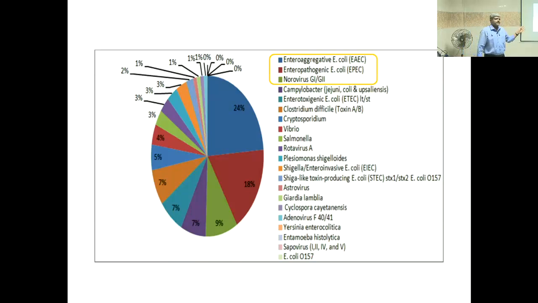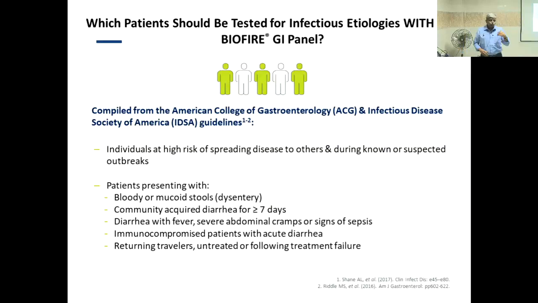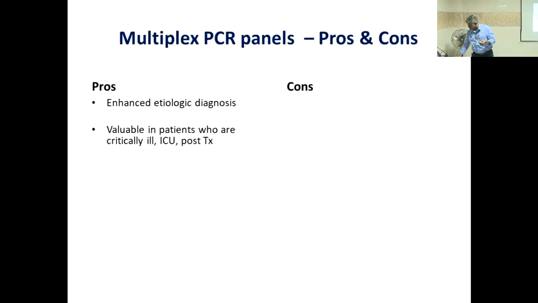These are all the top pathogens that were picked up in our center: E. coli, norovirus, Campylobacter, Clostridium, Cryptosporidium, Vibrio, a huge list. So who should we use this in? Not for all your routine patients. Dysentery, yes. Community-acquired diarrhea lasting for more than 7 days. Someone with fever, landing in ICU, multi-organ dysfunction. Immune compromised host diarrhea, where your routine algorithms are not able to fix it. In that situation, it is useful.